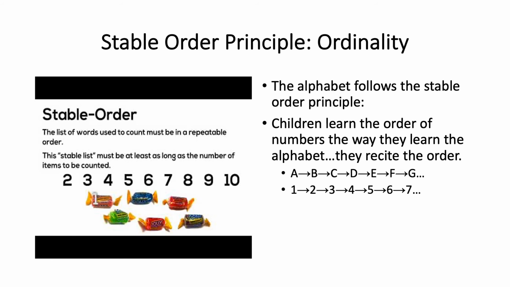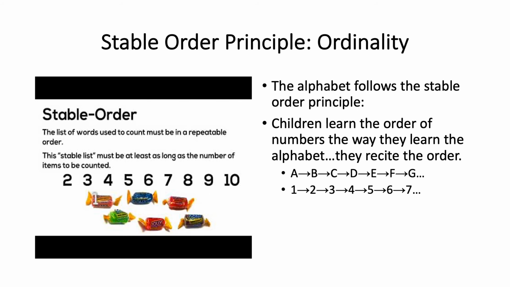And the first one, probably the simplest one we start with, is the stable order principle, which is called ordinality. We learn ordinality when we learn to recite the order of things. So ordinality when it comes to numbers is when we learn to recite numbers in order, 2, 3, 4, 5, 6, 7, 8, 9, 10. And we recite the numbers in order.